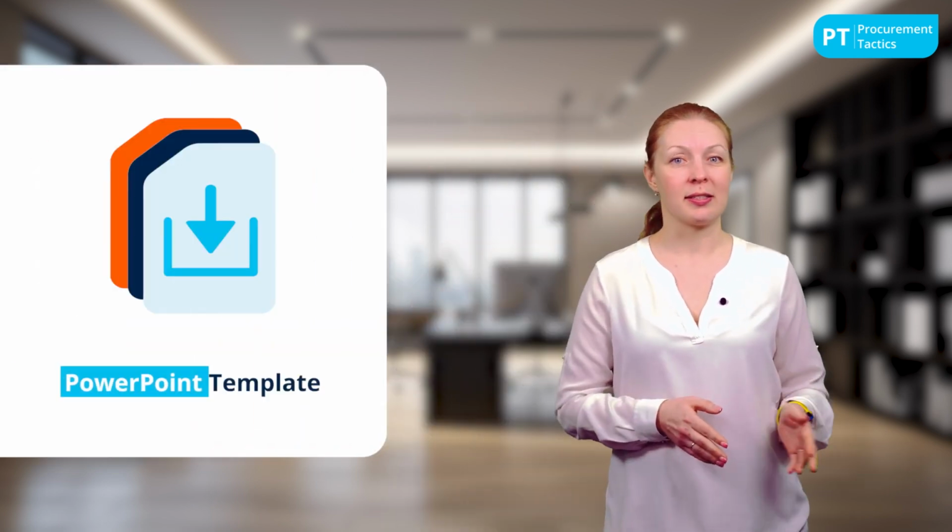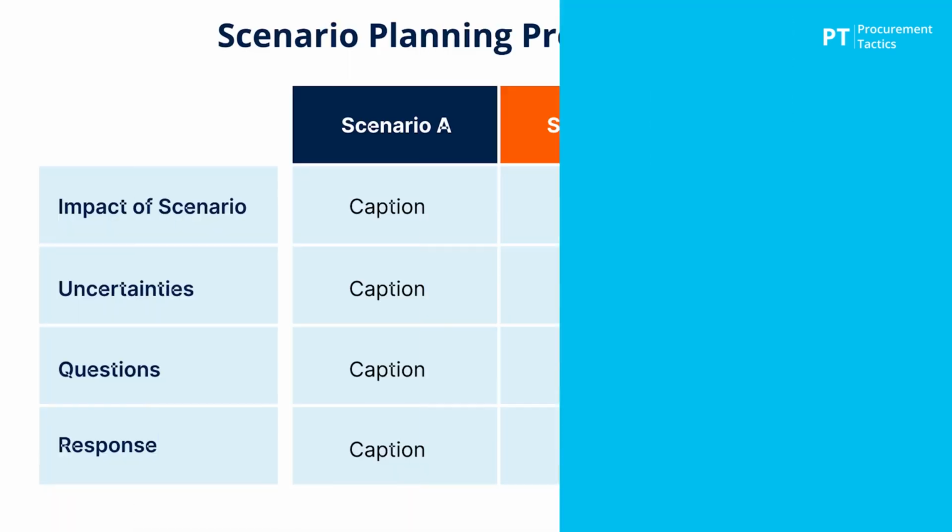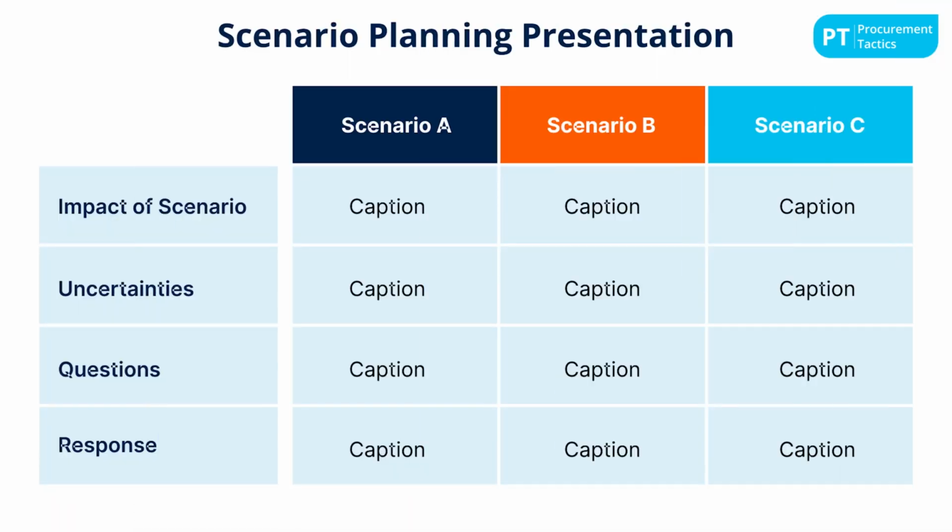Our team at Procurement Tactics created this template for you. It represents several scenarios you explore, impact of each scenario, uncertainties and questions every scenario raises, and proposed response. You can discuss the summary with your team and decide the next steps and tweaks to your business continuity plan. Please feel free to download it and use for your portfolio if relevant.